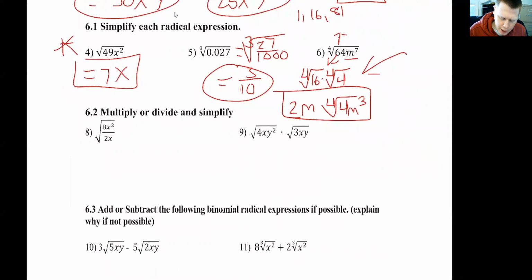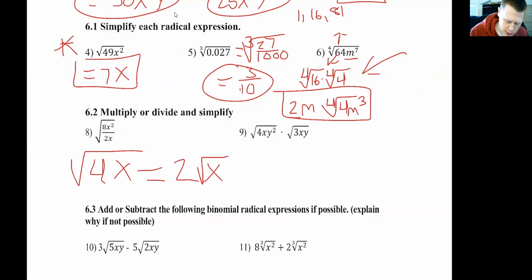Next section, though, we're going to look at multiplication and division. Remember, if you have division, you can simply divide. If you have multiplication, you can multiply what's underneath your radicals, as long as they're the same type of radicals, like a square root and a square root, or a cube root and a cube root. That's the only requirement for multiplication or division. So this one, if you divide, you would just get 4x, which if you simplify it, the square root of 4 is 2, and that x is going to stay underneath your radical.